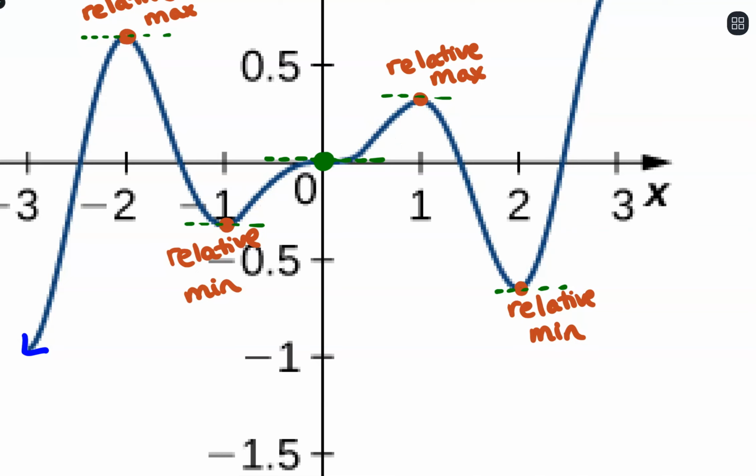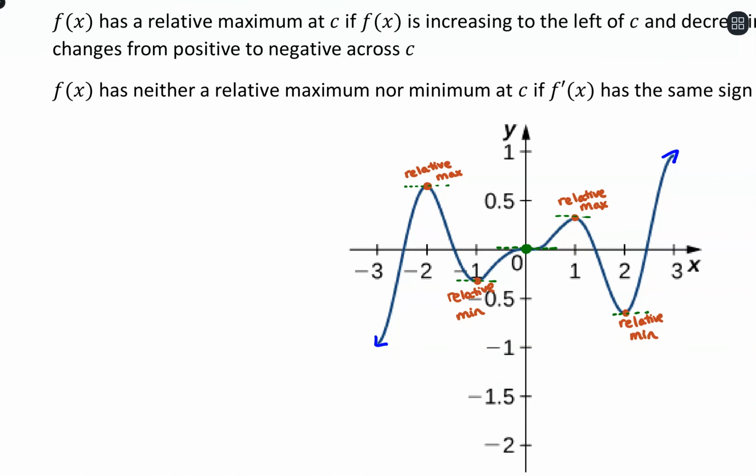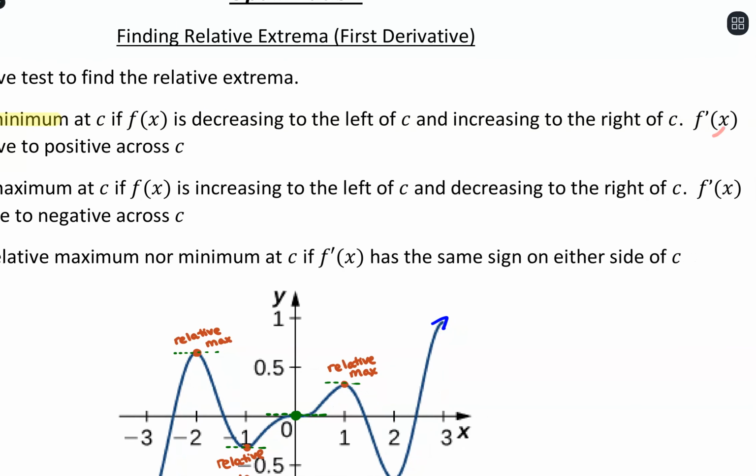So all of those pieces I just described are written out in words up here. So relative minimum, this is where we're decreasing to the left and then increasing to the right. So if you think of each of these points as this value c, for relative minimum, we're decreasing, then increasing. So if we evaluate the derivative, it's going to change from a negative derivative to a positive derivative. So we have these negative slopes of tangent lines, and then it switches to positive slopes of tangent lines.